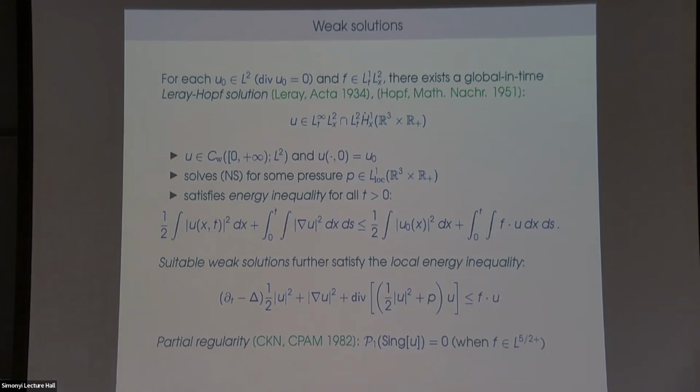But Leray's approximation procedure actually produces what we now call suitable weak solutions. I don't really know the precise history of this term. I think it first appeared in a paper of Caffarelli, Kohn, Nirenberg in 1982. I would like to know more about how they chose the name. It sounds kind of ad hoc, like we'll just call them suitable because it's working for what we want to do. In any case, these solutions satisfy a slightly more refined version of the energy inequality. They satisfy a local variant.